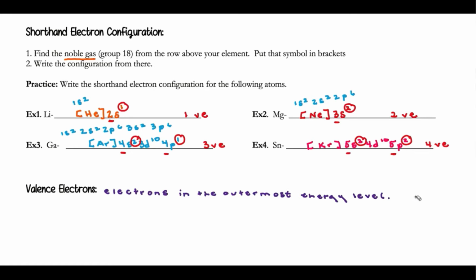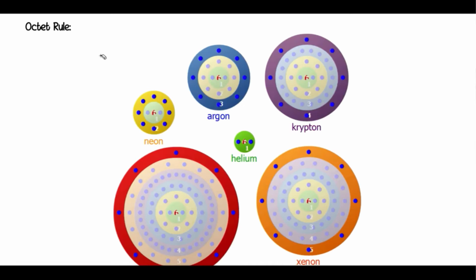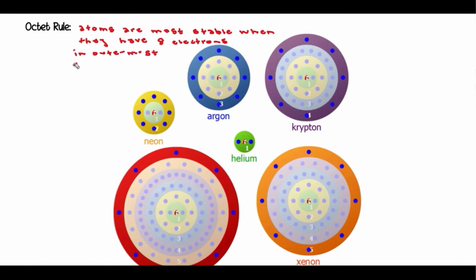So what we're going to do, once we've gotten comfortable identifying the number of valence electrons, we're going to discuss how that affects what atoms are willing to do with their electrons, whether it's share them, lose them, or take them away from another element. So in order to understand what atoms will do with their electrons, I need to discuss the octet rule. And what the octet rule tells you is that atoms are most stable when they have 8 electrons in their outermost energy level. Another way of saying this, because the electrons in your outermost energy level are your valence electrons, atoms are most stable when they have 8 valence electrons. That is the ultimate goal.